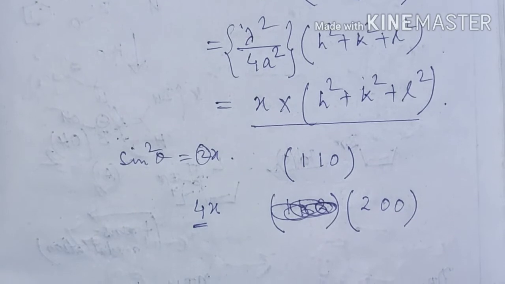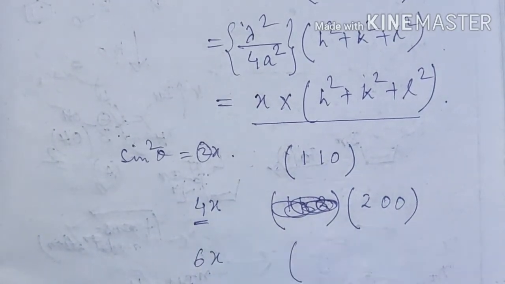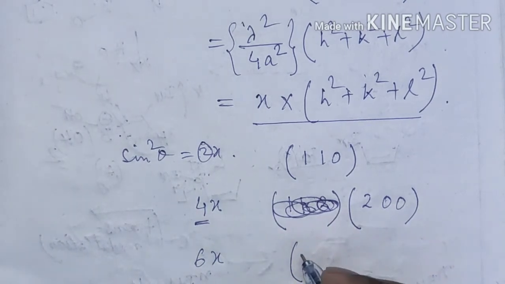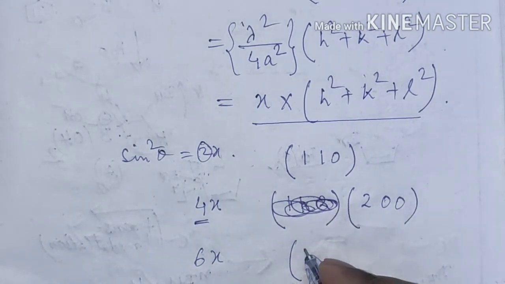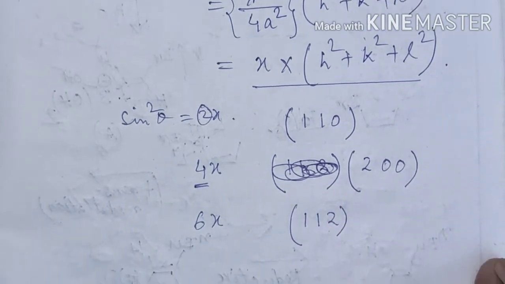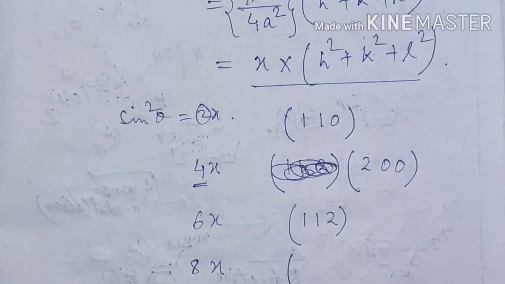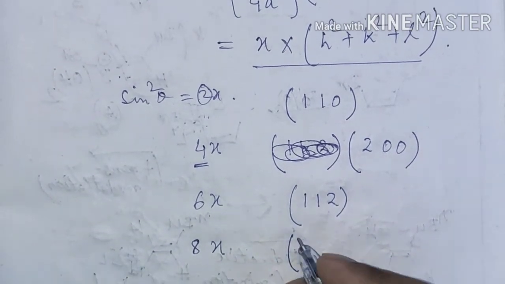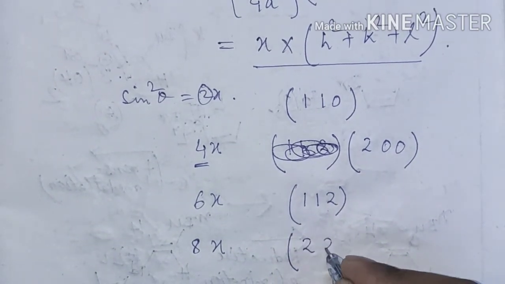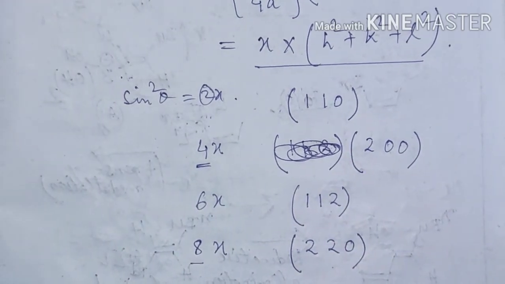Any possibility is correct. For the third case it is 6x, and for this the values of h, k and l may be 1, 1 and 2, and the others are also possible. And for the last case it is 8x, and for this the possible HKL values are 2, 2, 0. So these are the possible values of HKL.